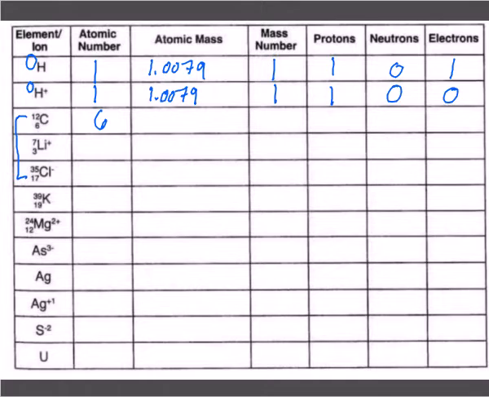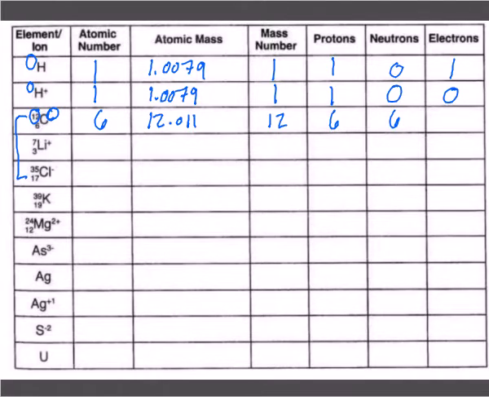6. What's my atomic mass for carbon? What would be the mass number? Now, where do I need to look for this mass number? Oh, look, they gave it to me in my top left. So that means my mass number is going to be 12. How many protons? Neutrons. And what about electrons?